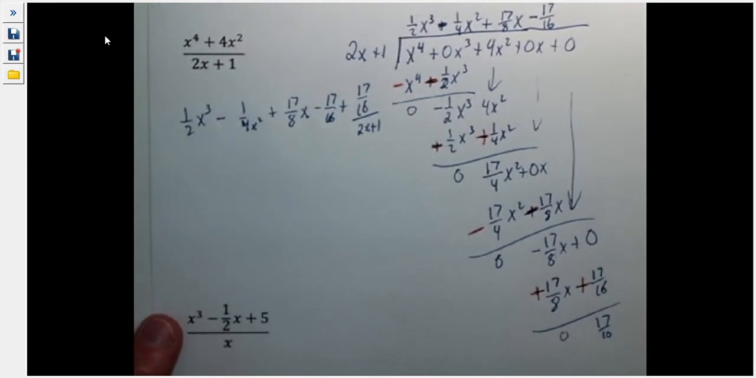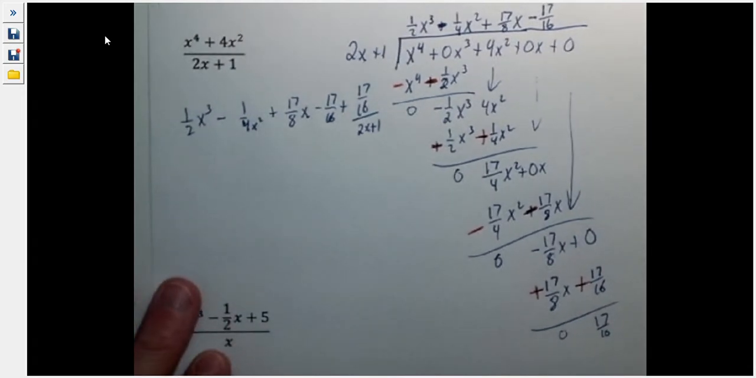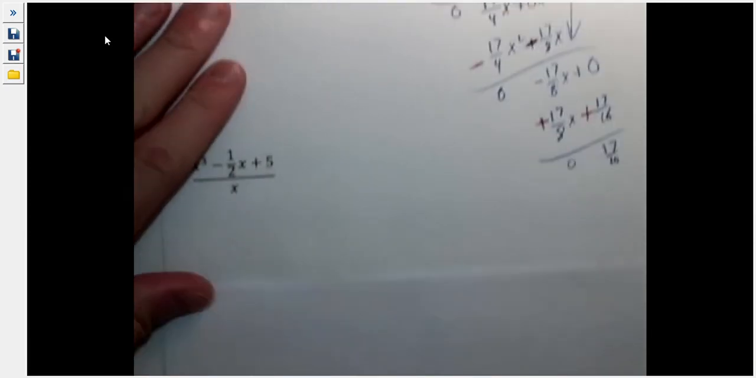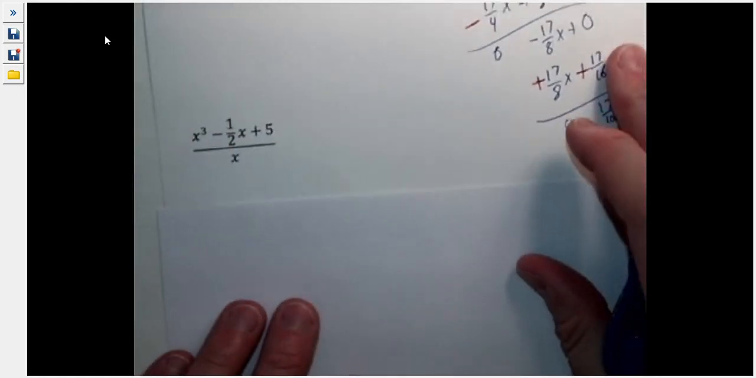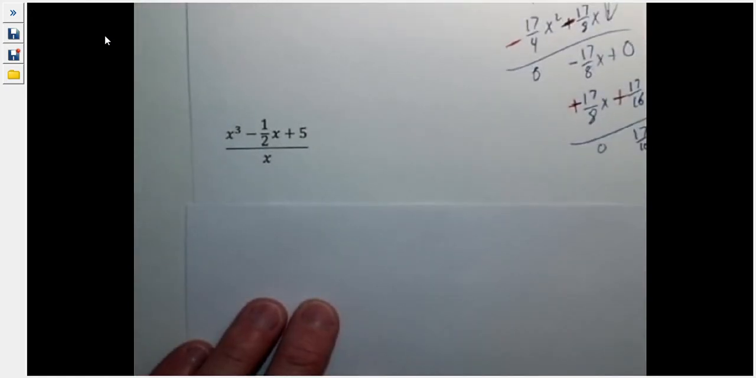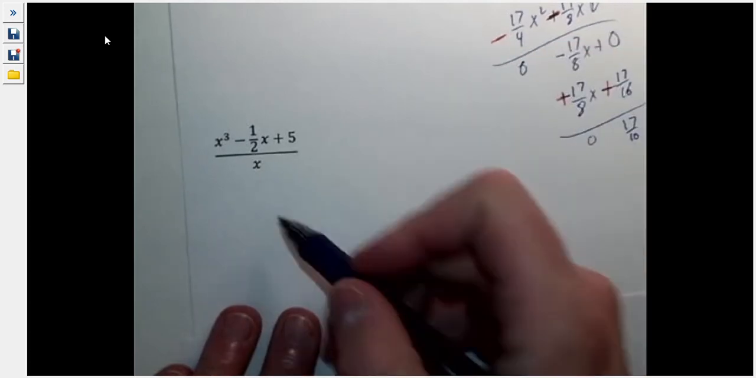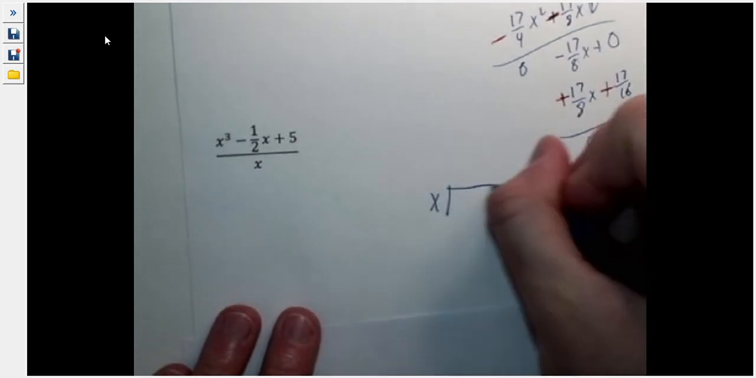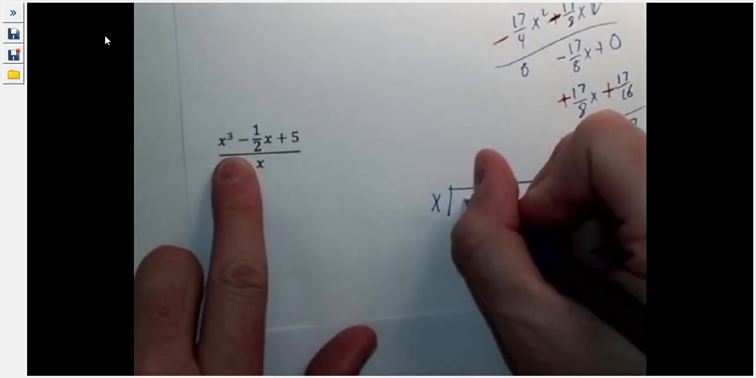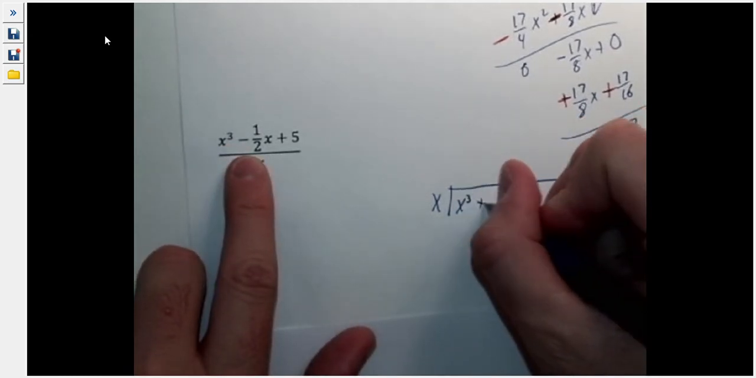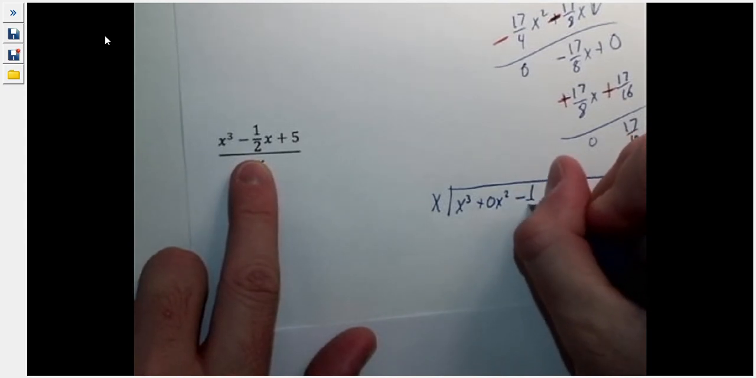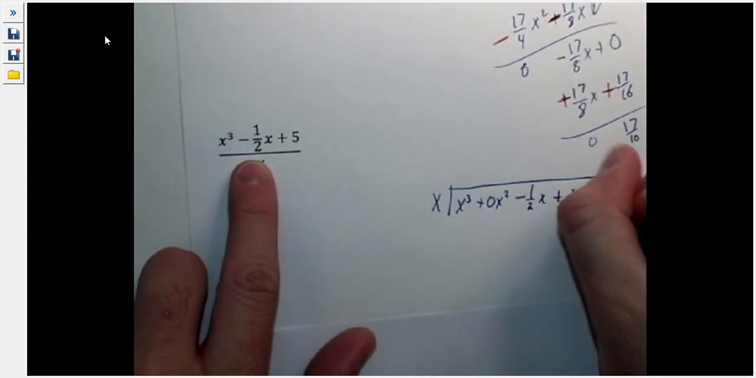Okay, so let's look at the next problem. Okay, now basically the same thing we have going on here for the next problem. Now this one's going to be slightly easier. Okay, so again we rewrite it. So it'll be x on the outside, and on the inside I have x cubed. I don't have an x squared term. I do have an x term, and then my last one.